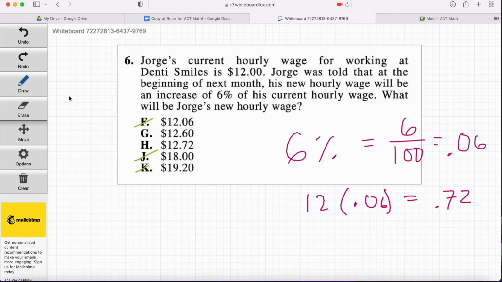It's a 72-cent increase. I think you see the right answer right now, right? Yep. Which would be H. Answer choice H, yeah, because it's going up by 72 cents.